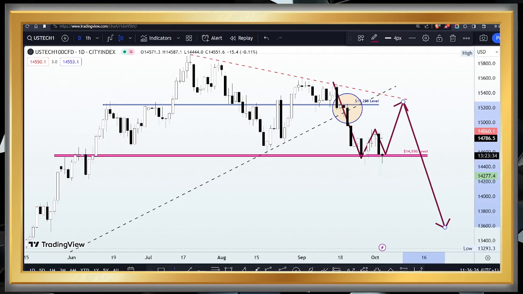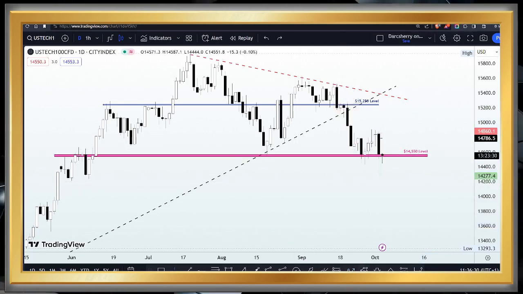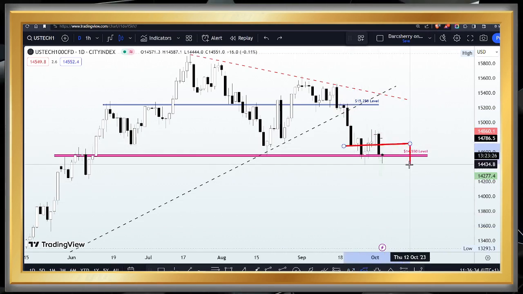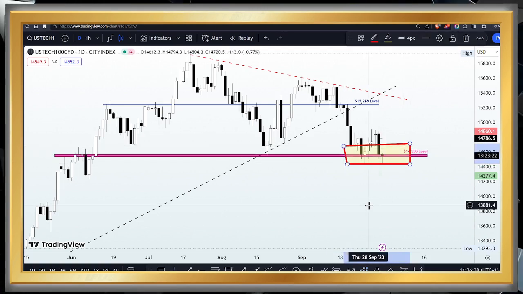Now, for us to have a better perspective into what is going on here, we really need to scale down into the lower time frame to look out for patterns and structures around this our key level to decide what our next line of action will be.